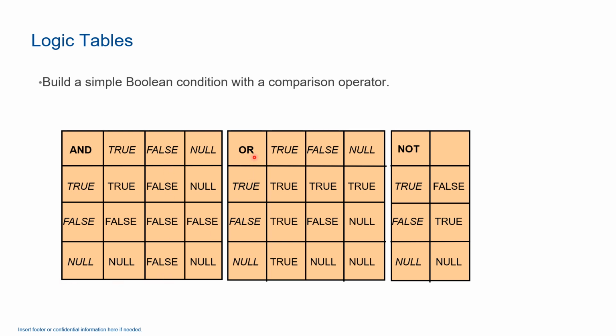Similarly for OR: true true is true, true false is true, so if one of the conditions is met, it is again true. True and null is again true. So you can see true every time, whereas in the AND condition, whatever the case, false should always be there. For NOT: true becomes false, false becomes true, and null remains null. So that will be the opposite; null for null always remains null. So these are the logical tables.